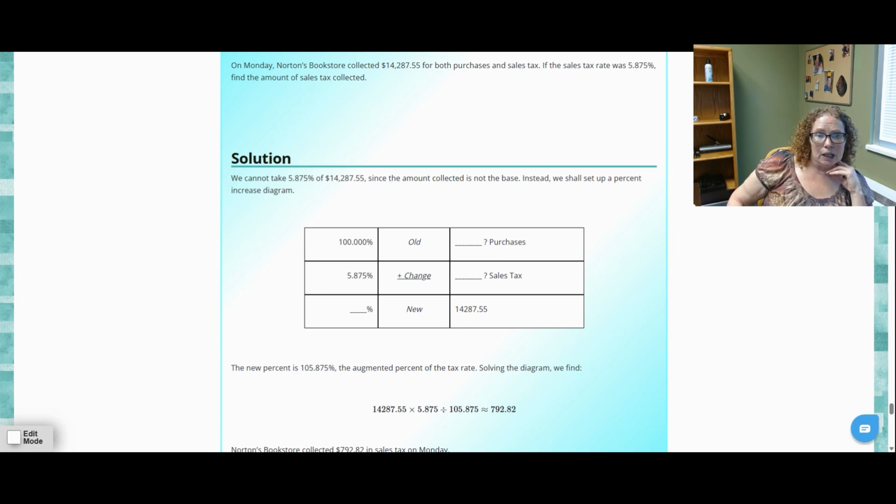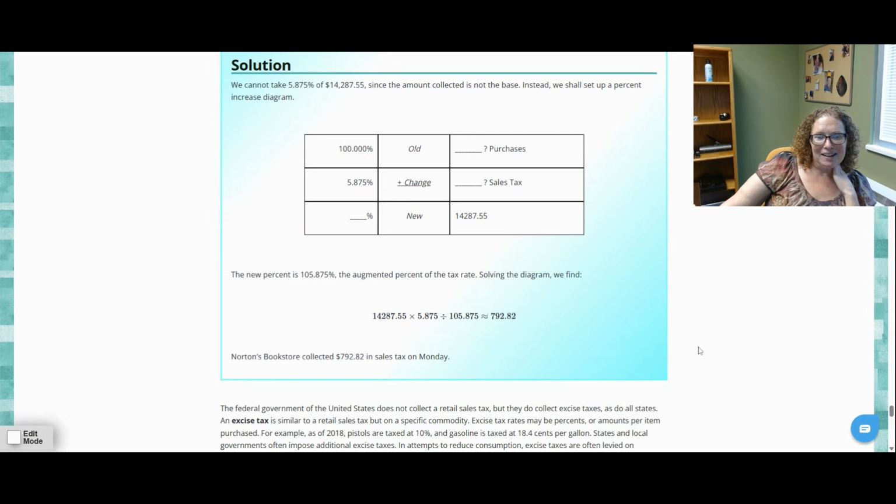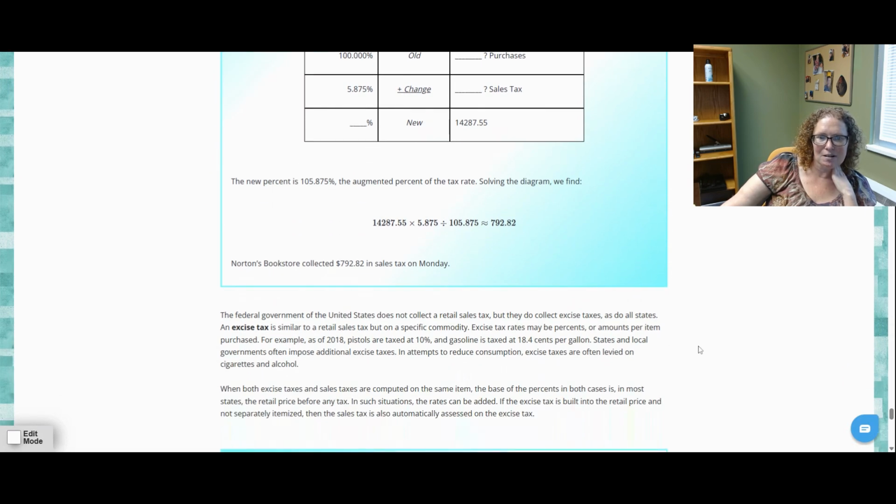So we will set up a percent increase diagram. We put the 100 as the base, that's the old, and then we have the 5.875%. We do our little cross multiplying, and we find out that Norton's bookstore collected $792.82 in sales tax on Monday.